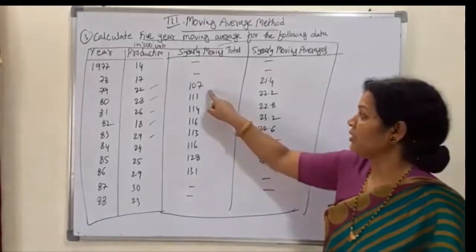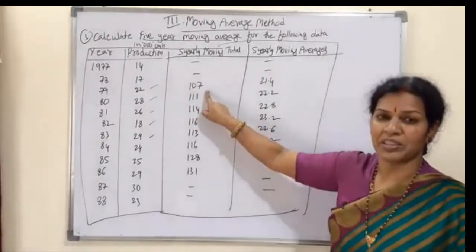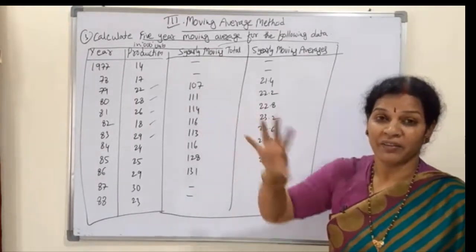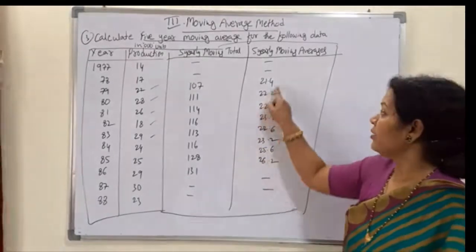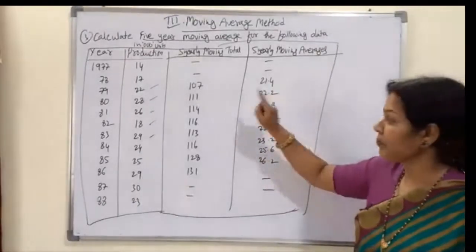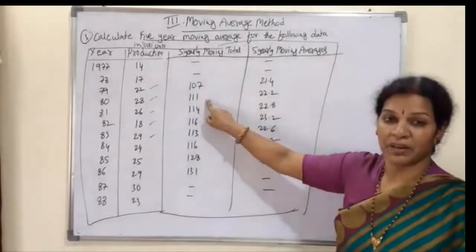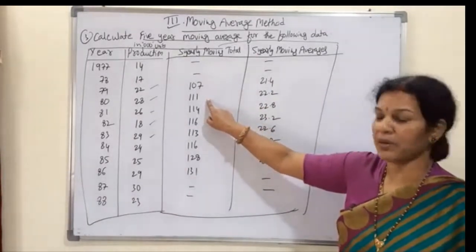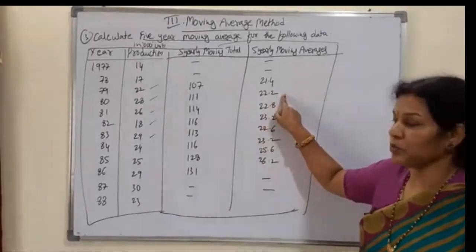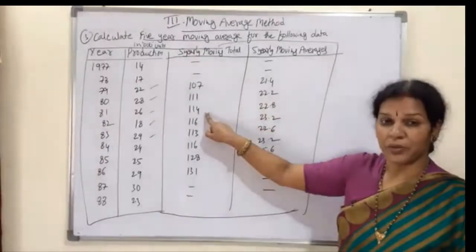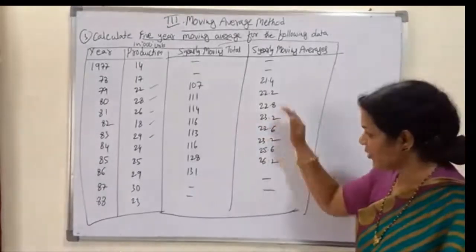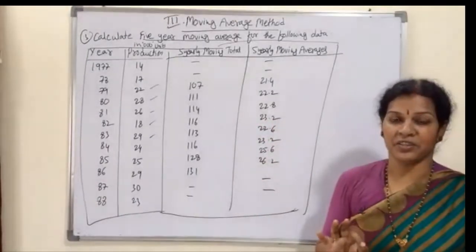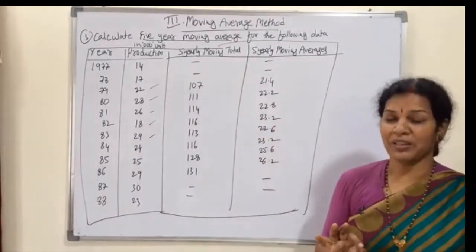For the average, 107 we got here, 107 by 5. 5-year average means 107 divided by 5. So you will get 21.4. In the same way, 111 divided by 5 is 22.2. Then 114 divided by 5 is 22.8. Like that you got the averages. Shall I explain you once again?